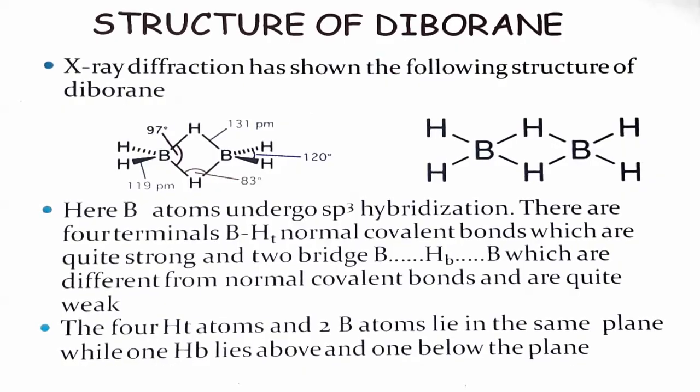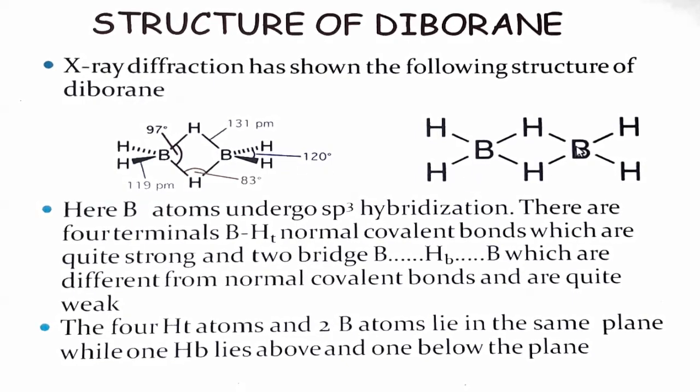So this is the structure of diborane, and X-ray diffraction has shown the following structure of diborane. Here in this structure you can see the bond angle is 97 degrees between B, H and B, and this is the bond length, B-H bond length, that is 131 pm, and the bond angle between these two terminal hydrogens and boron is 120 degrees.